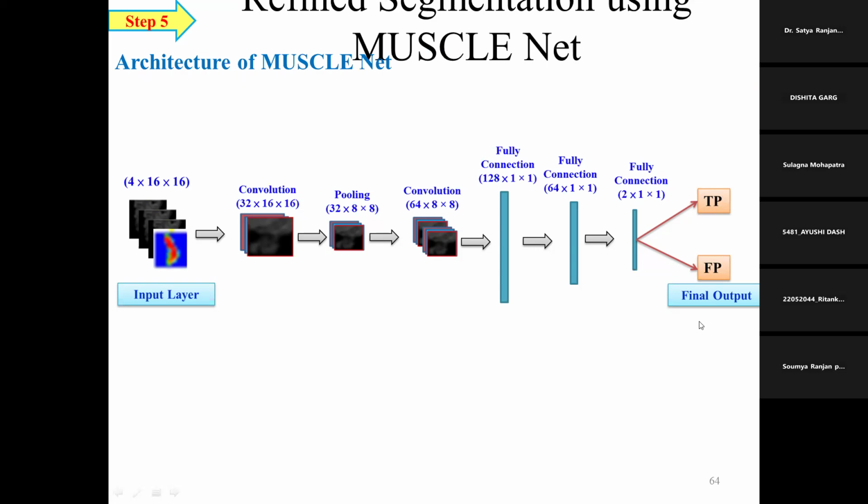So first they have done the segmentation, got the true positive as well as false positive. To minimize the false positive, they classify the segmented region as a true positive or a false positive. They consider the segmented region along with the patches extracted using connected component analysis.